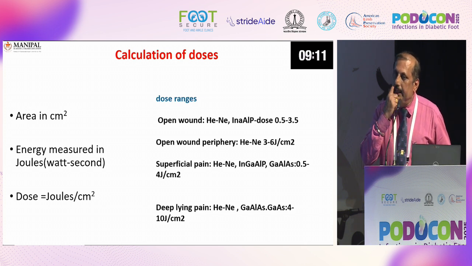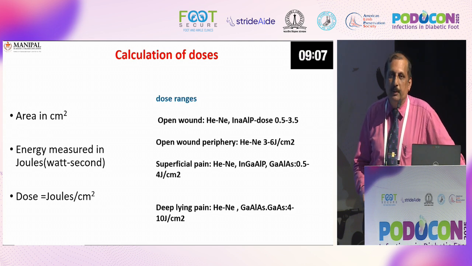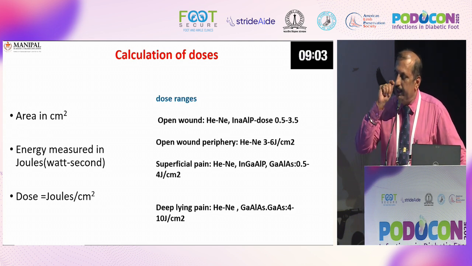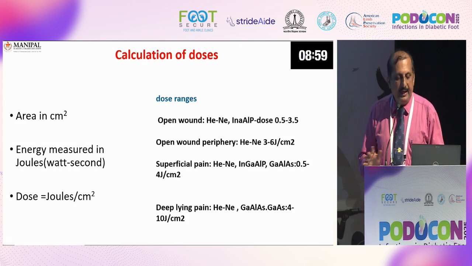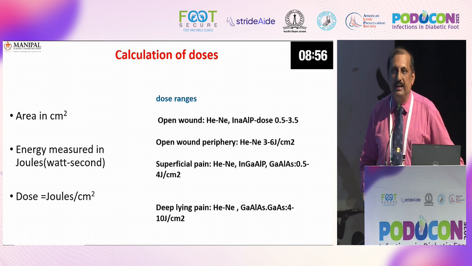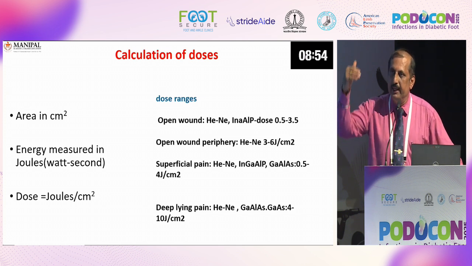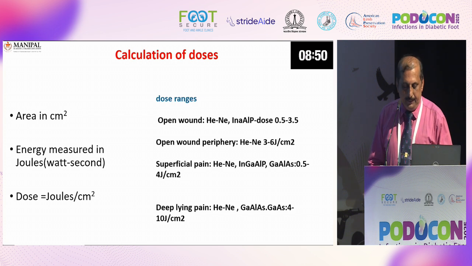The first one is the helium neon, or normally we call it the aluminum phosphide laser. It comes in the visible range. Usually the dose will vary up to 3.5 joules per area. Suppose you are treating with the gallium arsenide or the gallium aluminum arsenide laser, which may be an invisible or infrared laser, the dose range will vary.